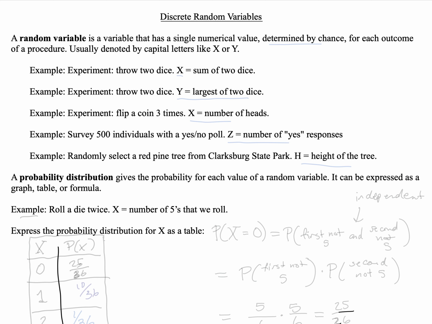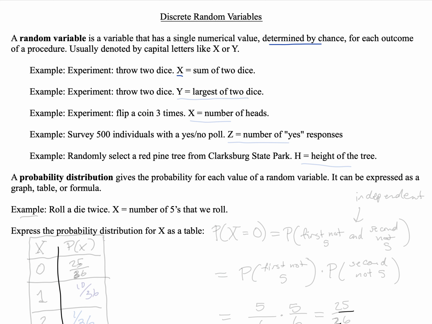So here are a few examples. If our experiment is to throw 2 dice, then we could let the random variable X be the sum of the 2 dice. So X could be 2, 3, 4, all the way up to 12, or the possible values that X could take on. The value of X is determined by chance.